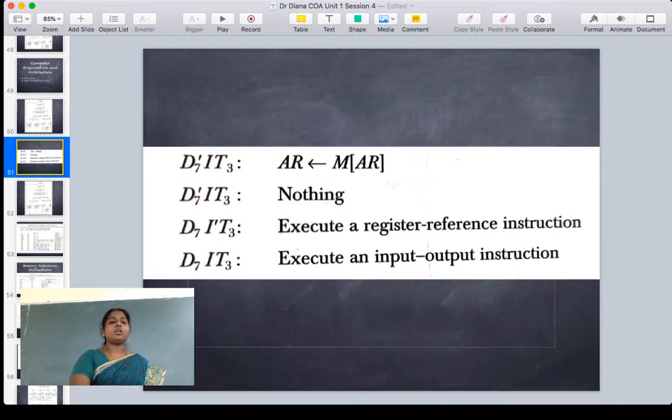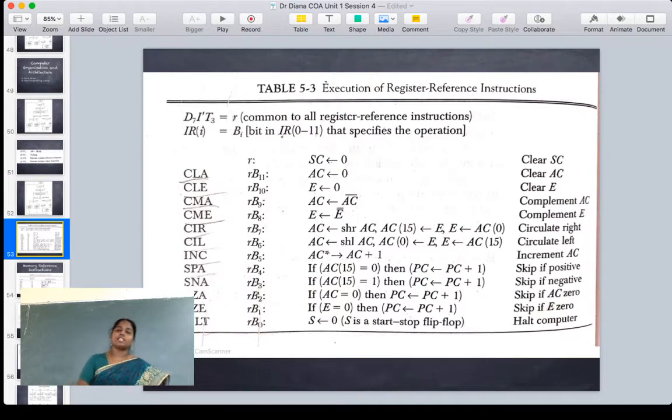And we have then looked into a list of register reference instructions. There are 12 register reference instructions, each of them determined by a bit which is high in the instruction register, from bits 0 to 11, that are 12 bits. So depending on whichever of those 12 bits is high, one of the register reference instructions is executed.